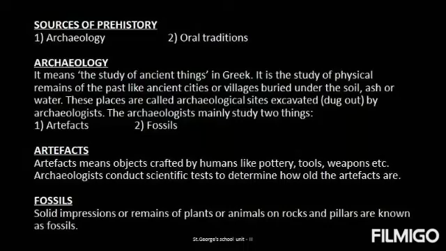The archaeologists study the artifacts and fossils which are found in these sites to understand the ancient past better. Now, what are artifacts? Artifacts are objects crafted by humans. For example, tools, weapons, pottery, toys, ornaments, and other things which were used in ancient times and have been uncovered, that means excavated, at archaeological sites all over the world.